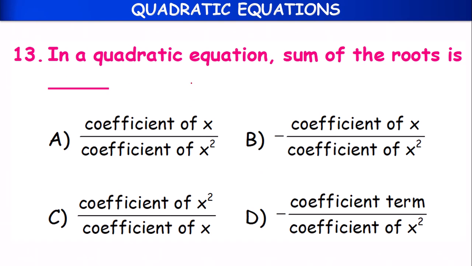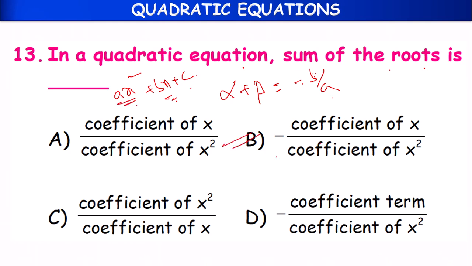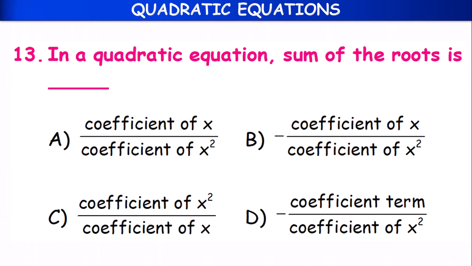Next children, 13th question. In a quadratic equation, sum of the roots is what? Sum of the roots formula alpha plus beta equal to minus b by a for the equation ax square plus bx plus c, where this b is coefficient of x, means minus coefficient of x by coefficient of x square. So option B is correct.